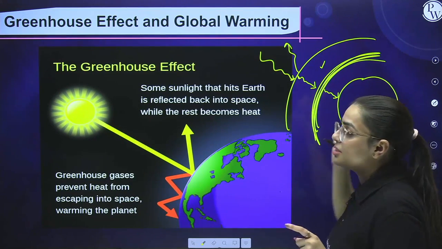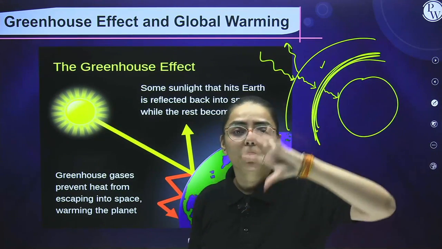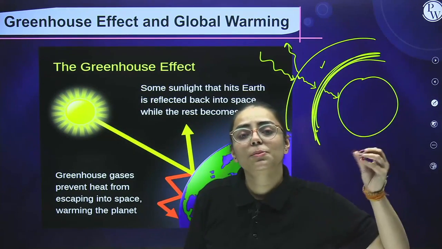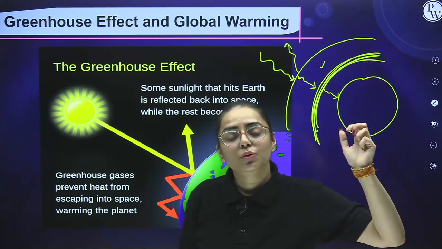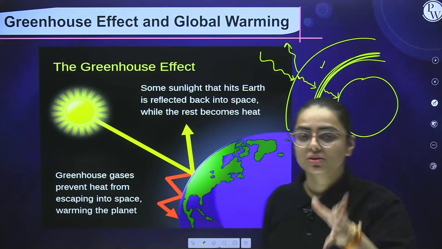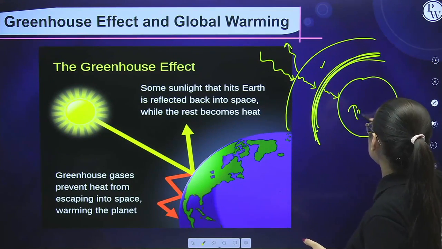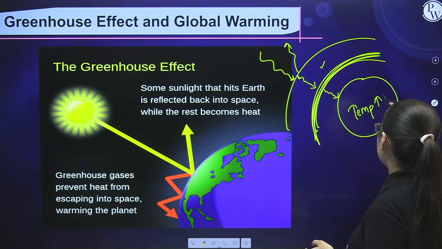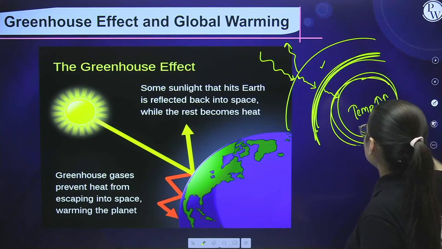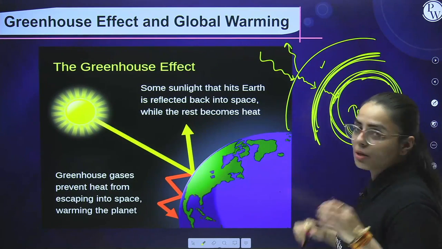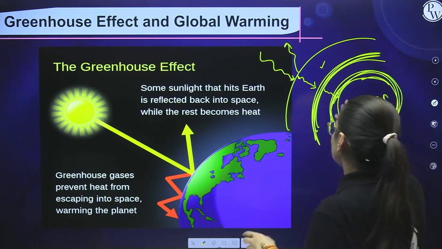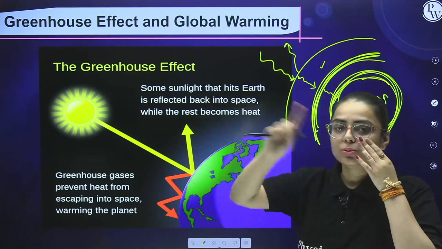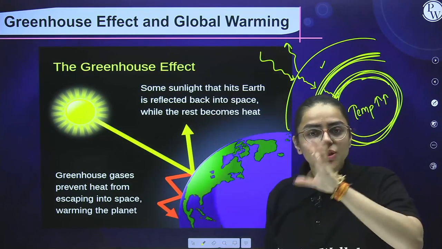in the troposphere, they won't go back, and will produce a great amount of temperature on the Earth's layer. A great amount of heat is produced over the Earth. Now what happens? It is trapped. Neither can it go out. The greenhouse gases won't let it go out.